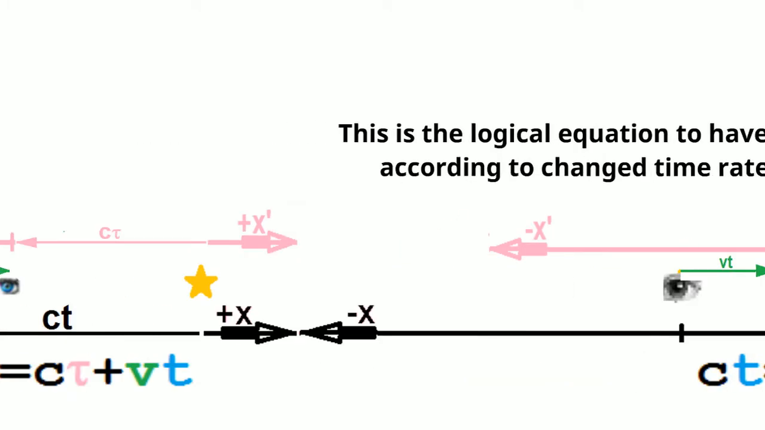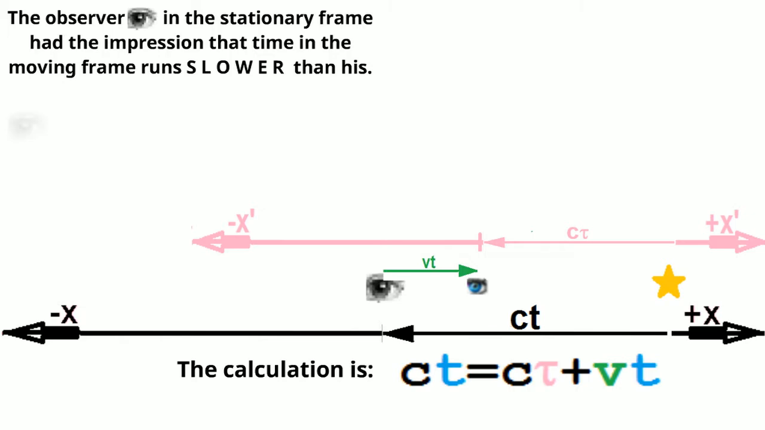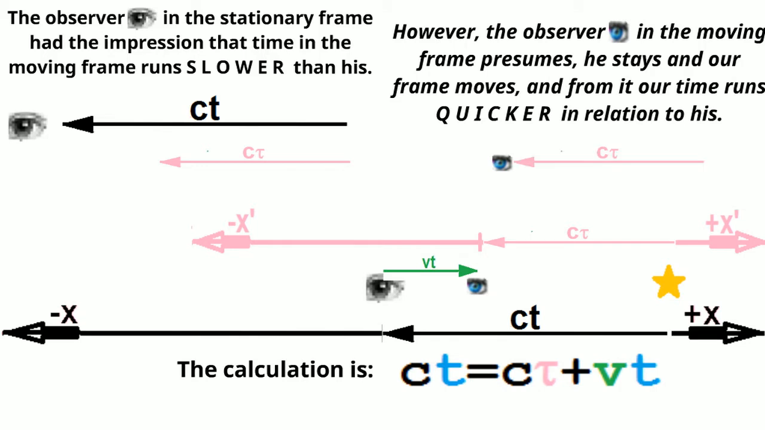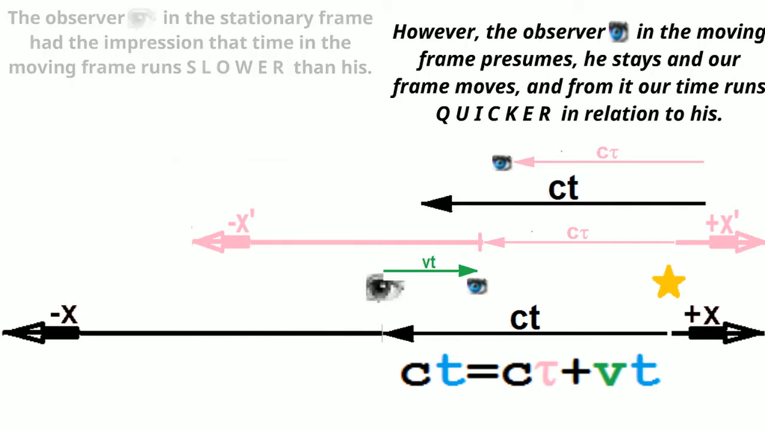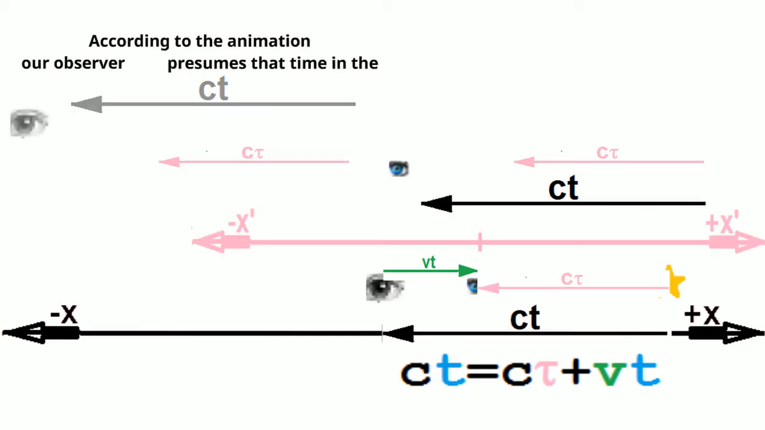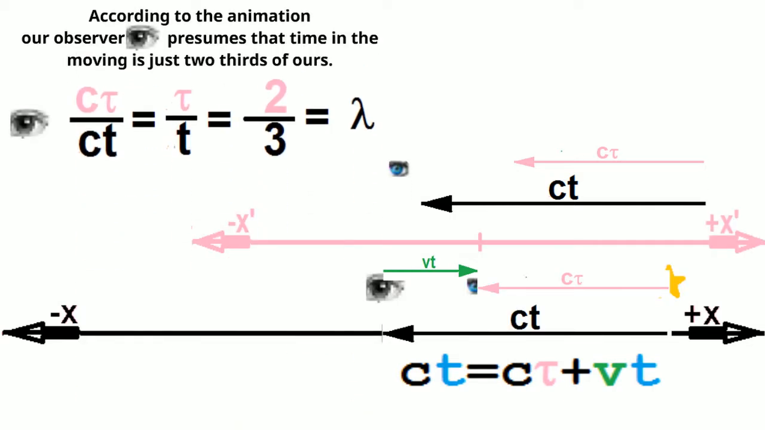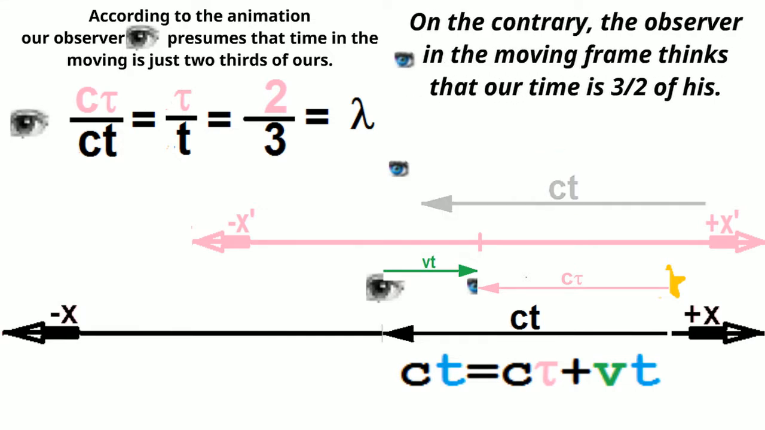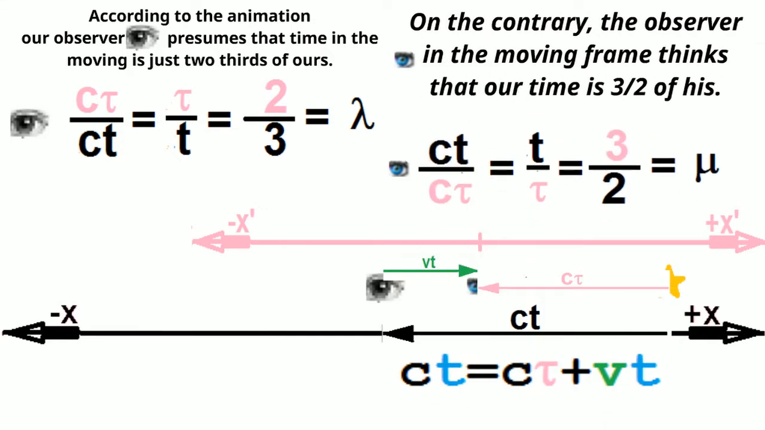The observer in the stationary frame had the impression that time in the moving frame runs slower than his. However, the observer in the moving frame presumes he stays and our frame moves, and from it our time runs quicker in relation to his. According to the animation, our observer presumes that time in the moving frame is just 2/3 of ours. On the contrary, the observer in the moving frame thinks that our time is 3/2 of his.